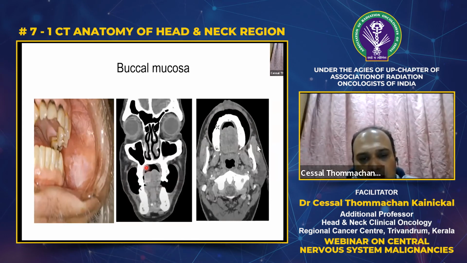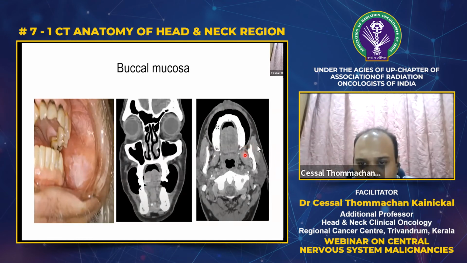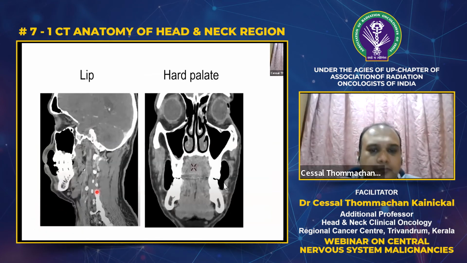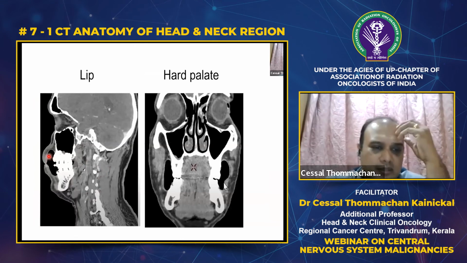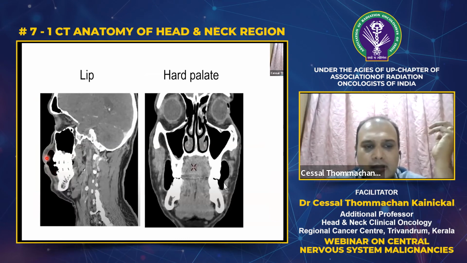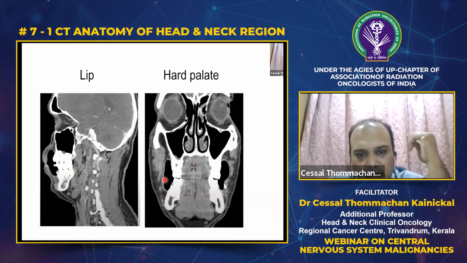Okay, so you can see that this is the hard palate, and this is the retromolar trigone. You can see this is the area of the retromolar trigone. From there, it can spread into the medial pterygoid muscle, and the constrictor, through the pterygomandibular raphe. This is the upper lip. This is the lower lip, the labial mucosa, and this is the mucosal surface along the upper lip.